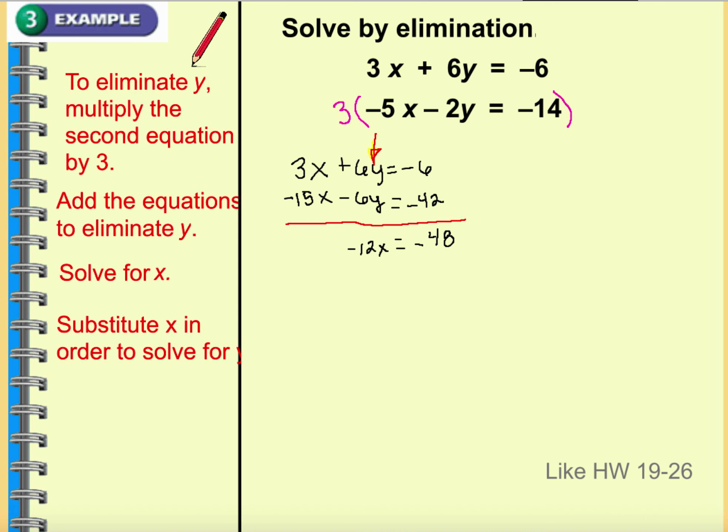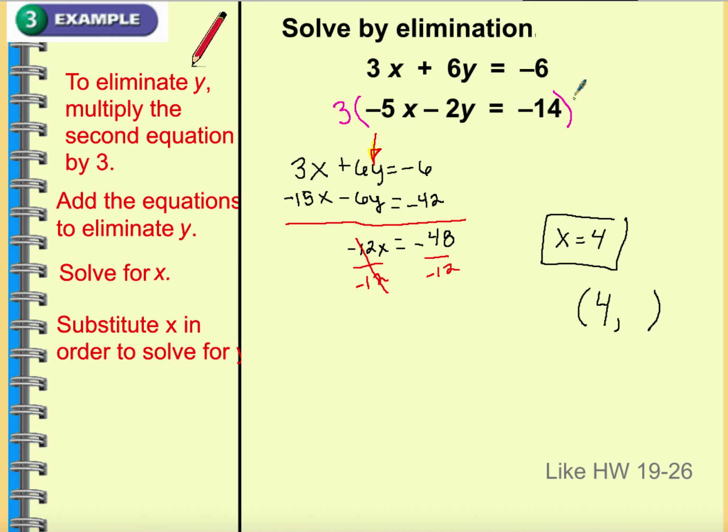Now we're one step away from finding out what x is equal to, if you can believe that. Since x is getting multiplied by negative 12, we're going to divide both sides by negative 12. And we get that x is equal to 4, since negative 48 divided by negative 12 is 4. Fantastic. I'm actually going to start my coordinate. So I know my x value is 4.